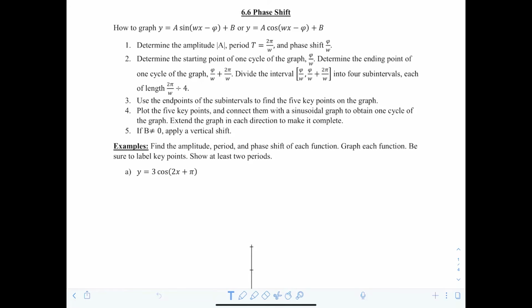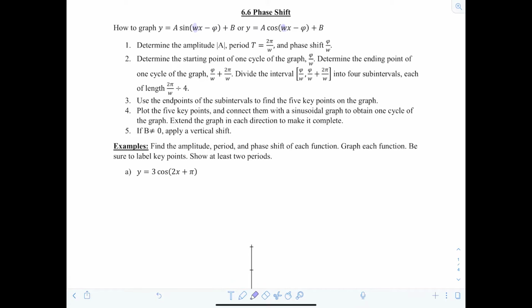Welcome to section 6.6, phase shift. So how to graph a sine curve or cosine curve with phase shift. Different textbooks will have different notation. Sometimes the coefficient here on x is b or omega, just depends.